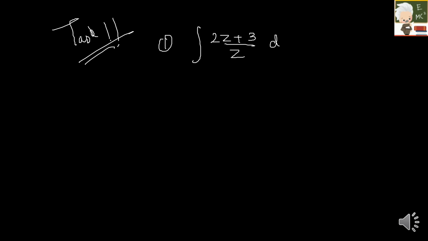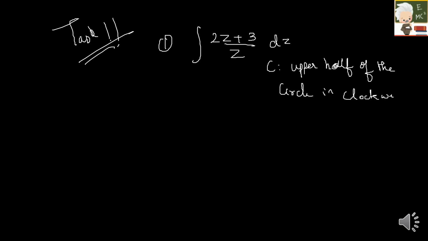So task. The first question is the integral of (2z + 3/z) dz. Here your contour is defined as the upper half of the circle, in the clockwise direction, in the clockwise direction.